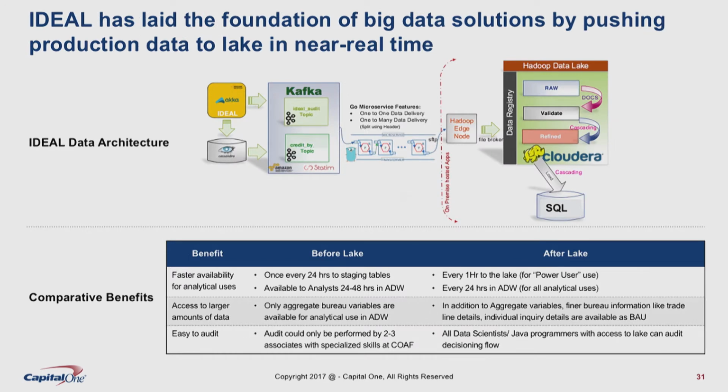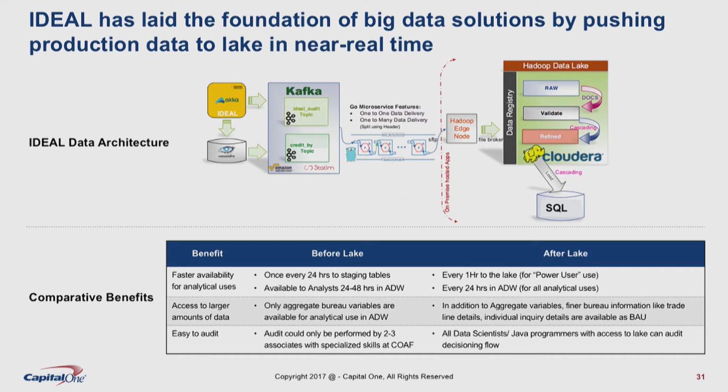Inside of our decisioning system, by the way, I never told you what IDEAL stands for. Intelligent Decisioning System, Intelligent Decisioning Engine for Application and Loan Processing. This system has two different types of audits it does to Kafka.